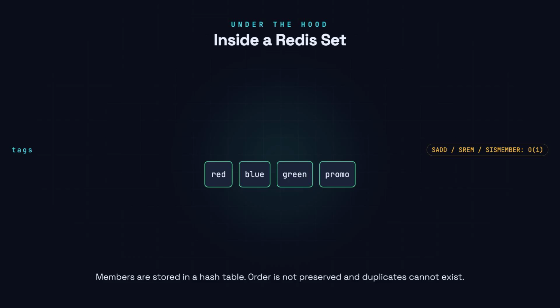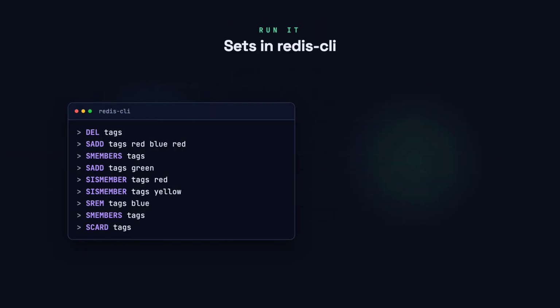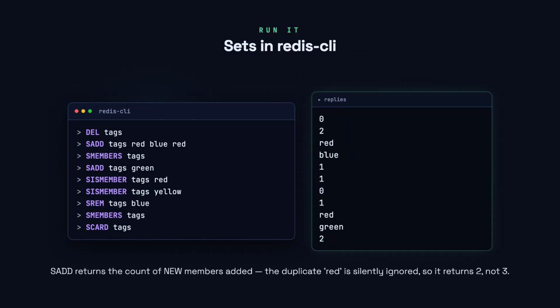Internally, Redis stores set members in a hash table, which is why add, remove, and membership checks all run in constant time. There is no index, no position, just presence or absence. Watch what happens when we add red twice. SADD only counts the new members it actually inserted, so the duplicate is dropped silently. SISMEMBER returns 1 for present and 0 for absent, and SCARD gives us the total member count.